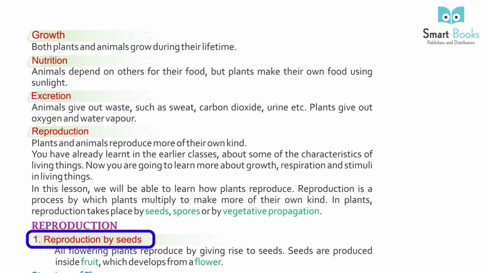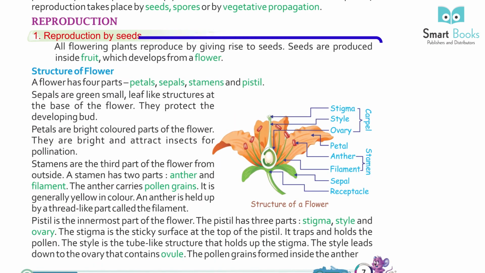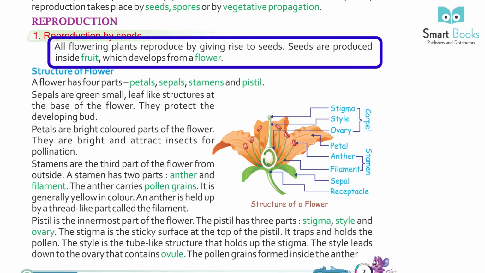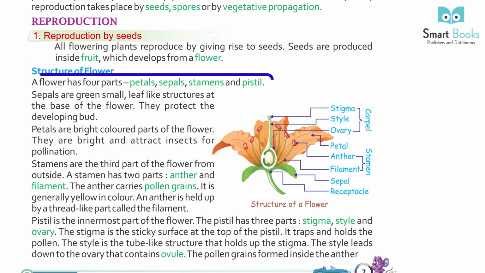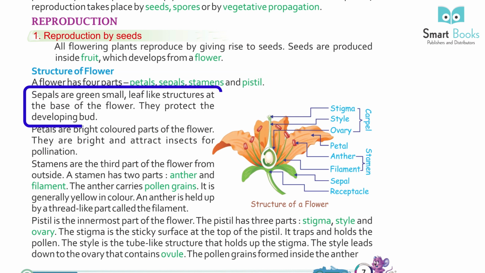Reproduction. 1. Reproduction by seeds. All flowering plants reproduce by giving rise to seeds. Seeds are produced inside fruit which develops from a flower. Structure of flower. A flower has 4 parts: petals, sepals, stamens and pistil. Sepals are green, small leaf-like structures at the base of the flower. They protect the developing bud.